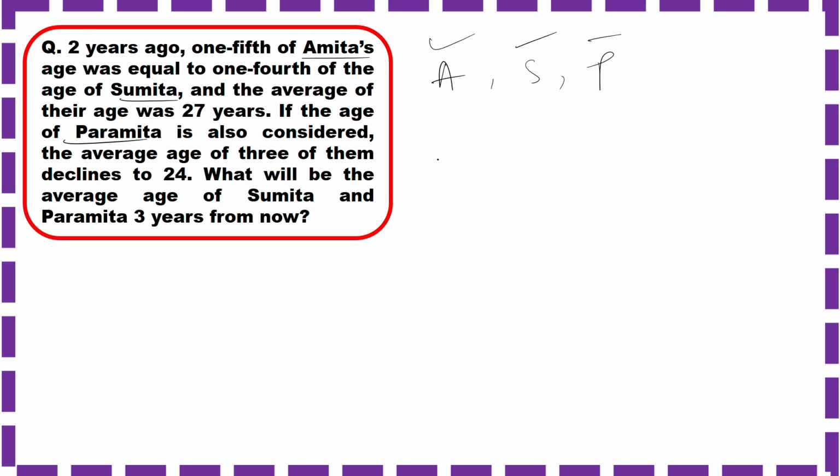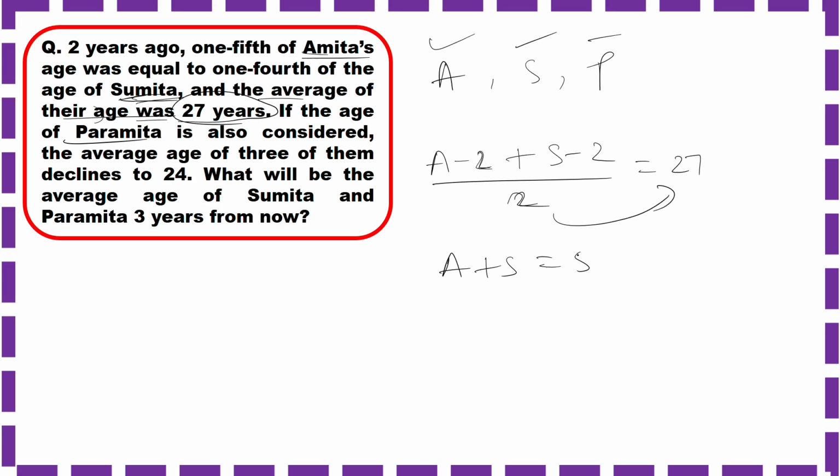So 2 years ago, A minus 2, because this is the present age of Amita, so we must subtract 2 years. So A minus 2 plus S minus 2, we are calculating the average, so divided by 2 is equal to 27. Why 27? The average age of Sumita and Amita 2 years ago was 27 years. Calculate now, take this 2, that's it. So A plus S will be equal to 58. The combined age of Amita and Sumita is 58 years before 2 years.